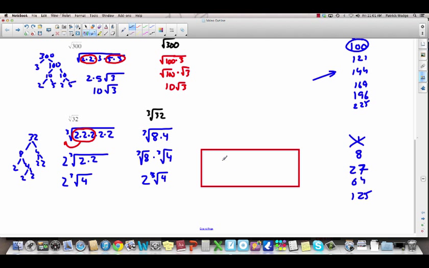Same sort of thing we did before, but this time I'm showing you it's true for cube roots as well. If you have 2 values, a times b, and you take the cube root of them, it's the same as taking the cube root of the first one and multiplying it by the cube root of the second one. These are called the product rules.